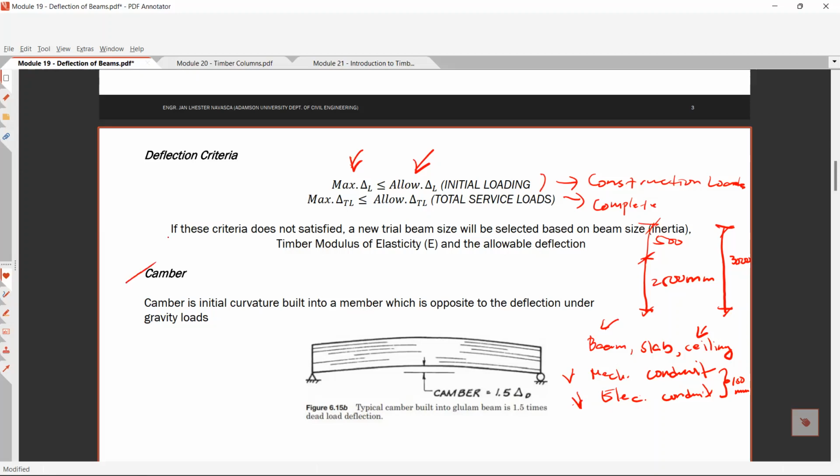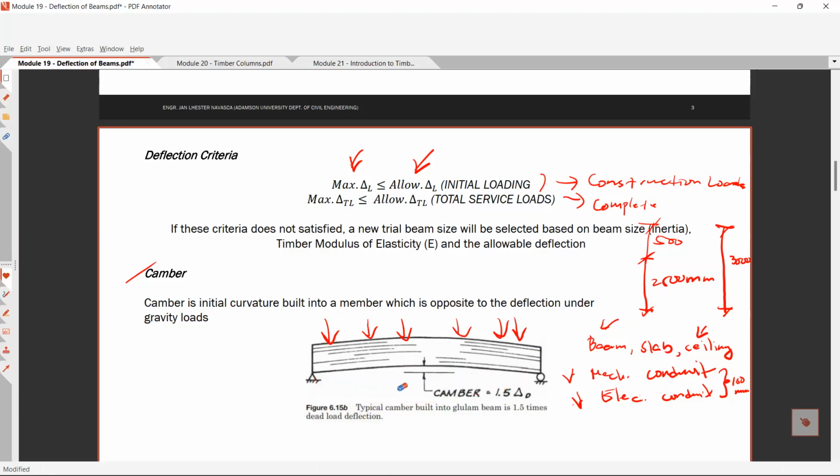Meron tayong tinatawag na cambering method, the camber. So camber is initial curvature built into a member which is opposite to the deflection under gravity loads. So basically, in other words, meron tayong upward deflection. Nilagyan natin siya ng upward deflection na kapag niloadan mo siya, babalik pa siya dito sa middle, then babalik pa siya dito sa ilalim. So ilan yung i-deflect niyan? So mga 30 millimeters pa yan, let's say. Meron kang in-upwards mo na siya, then yung deflection pa dito. Okay, so nagkaroon ka ng allowance, ng room.